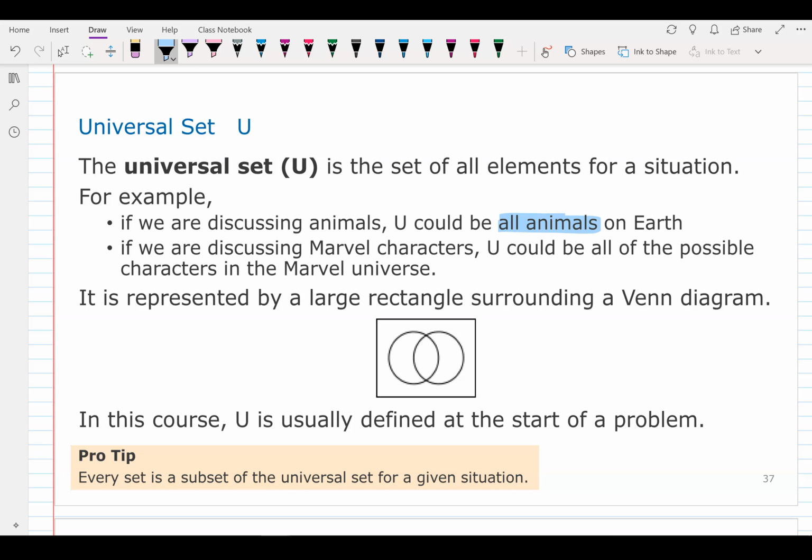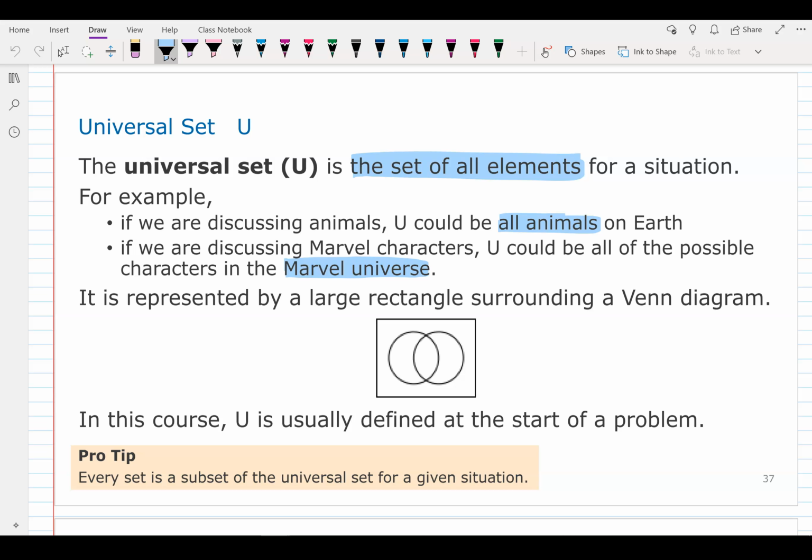Okay, all animals. So if it's the set of all elements, well, if we're talking about animals, it's all the animals. Or if we're discussing Marvel characters, it could be all the possible characters in the Marvel universe. Now, not the DC universe, the Marvel universe. Marvel characters don't generally know about DC characters, and DC characters don't know about Marvel. There's all sorts of examples you can give with this. But you create your own universe for the question.